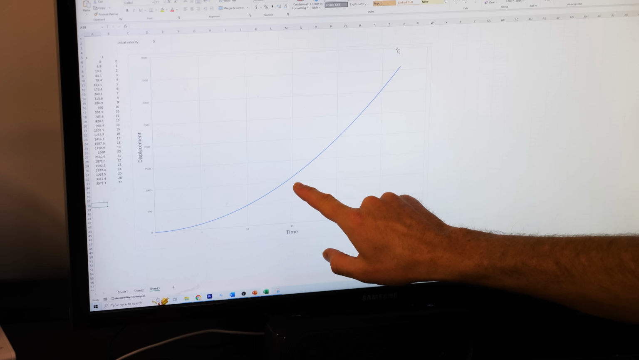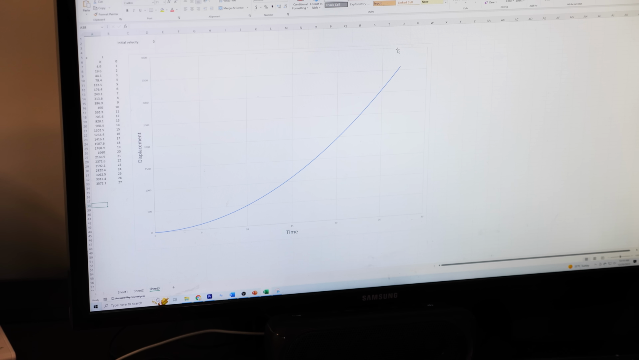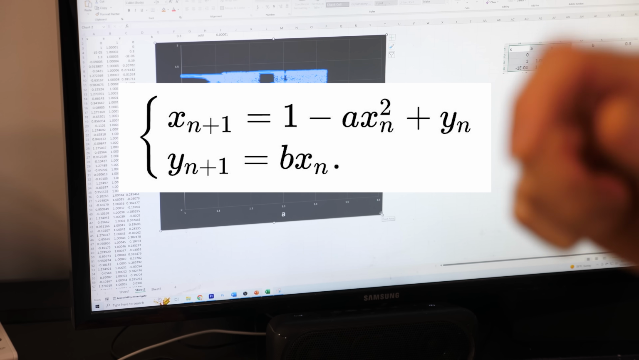At 15 seconds, I'm around 1,000 displacement. Even if my initial guess at the position and velocity were slightly off, I'd still end up with close to the same answer. So this equation isn't chaotic. But what about a different equation?